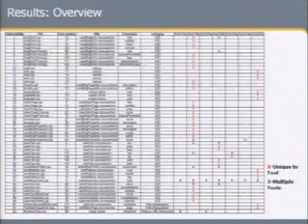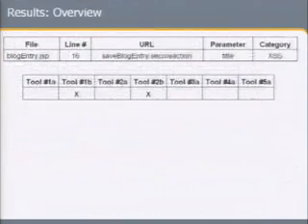So let me just go through the first line to help you understand this table more in depth. Here, the vulnerability occurs in the file blogentry.jsp on line number 16. To access it via the web, you would go to the URL save blogentry.secureaction. And to actually exploit this cross-site scripting vulnerability, you would manipulate the title parameter. And in this case, the vulnerability was found by Tool 1B and Tool 2B.